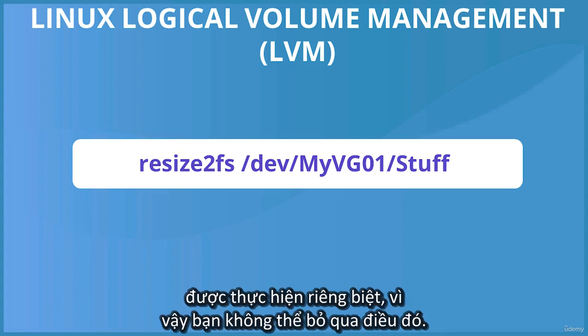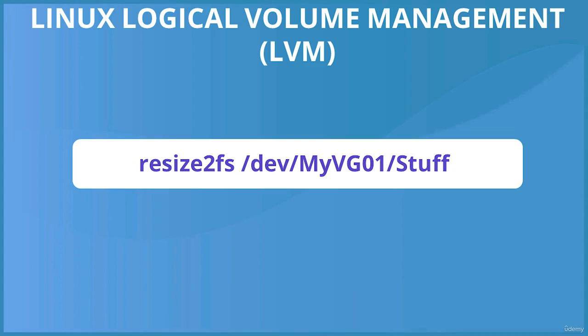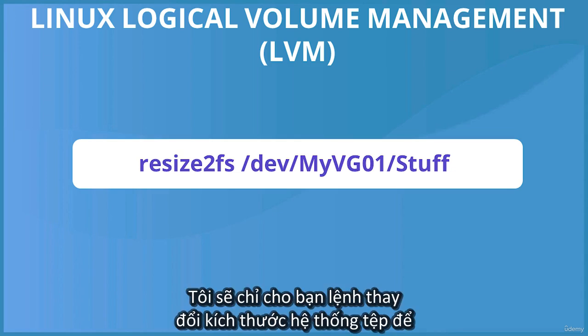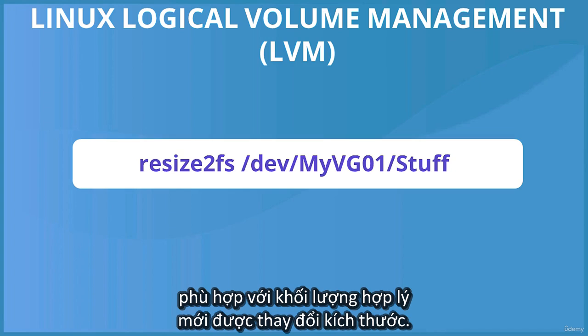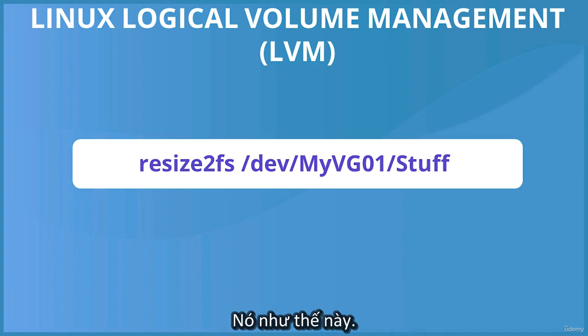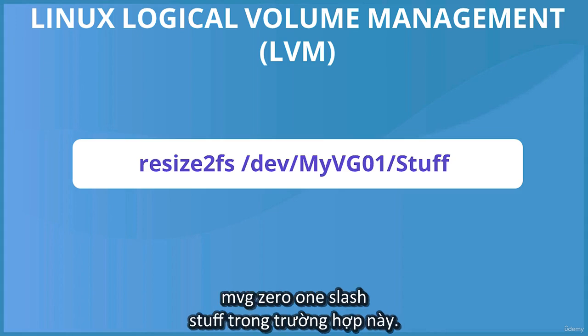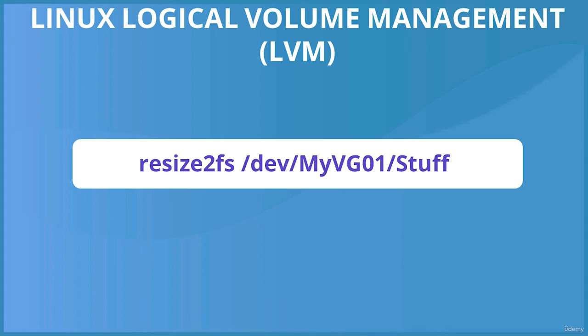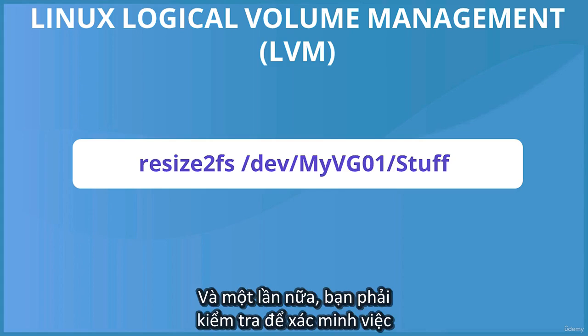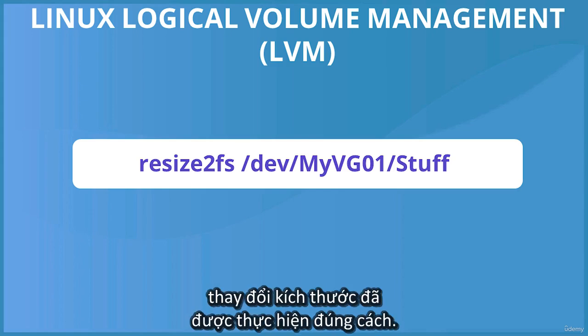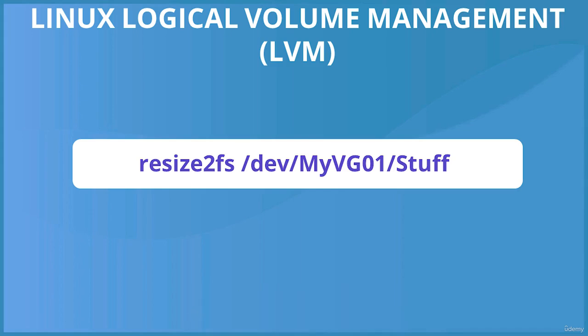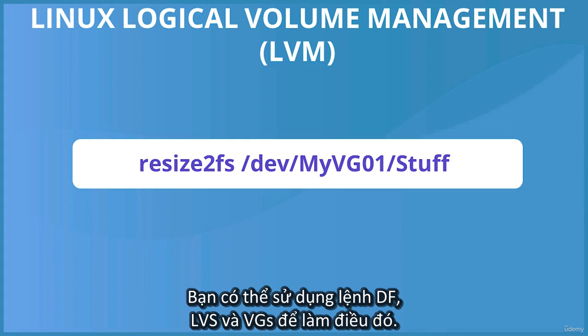So you're not going to get out of it. I'll show you the command that resizes the file system to fit the newly resized logical volume. It goes like this: resize2fs /dev/myVG01/stuff in this case. And again, you got to check to verify the resizing has been performed correctly. And you can use either the df, the lvs, and the vgs commands to do that.